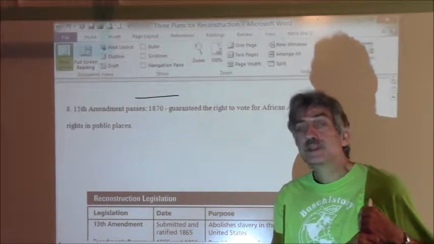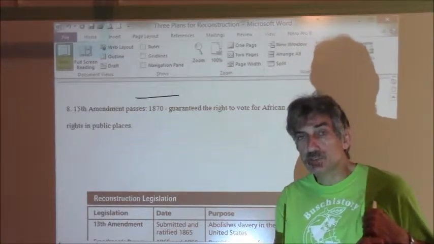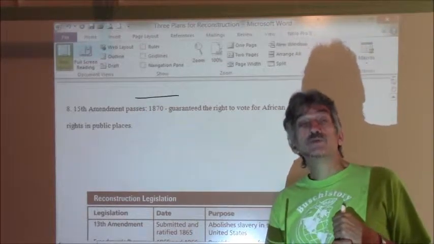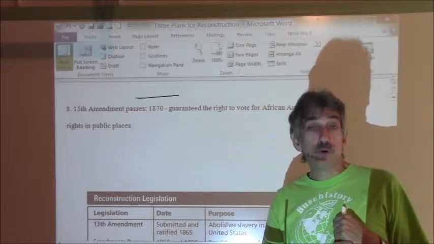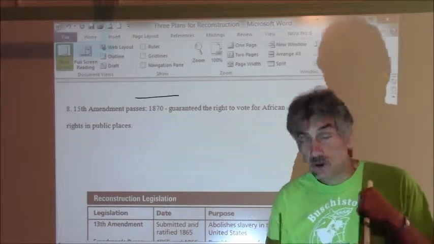Because remember, the South is divided. South is divided into those Reconstruction districts. So these rules and regulations and laws are being enforced by men wearing dark blue uniforms who belong to the Union Army.